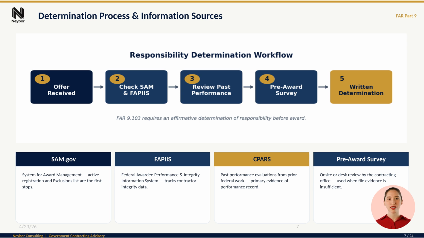And when the paper record is ambiguous, the CO can commission a pre-award survey, which is a structured review of the contractor's capacity, often performed by DCMA or an agency equivalent. A strong pursuit strategy anticipates each of these sources and gets ahead of any adverse entries before they matter.